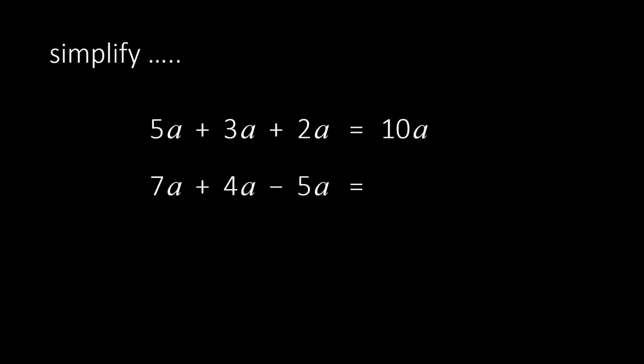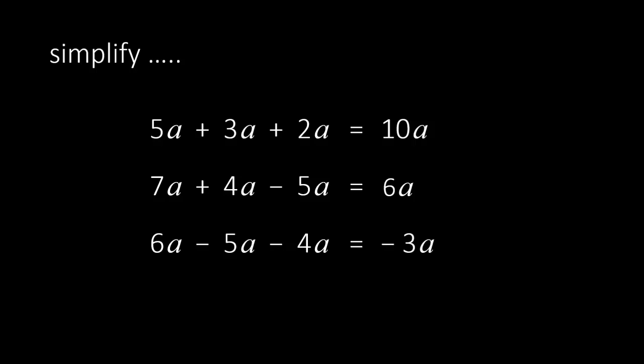Well, what about this one? 7a plus 4a, that's 11a. Take away 5a's, well, that's a total of 6a. And it hasn't always got to be positive numbers. We could have some negatives like this. We've got 6a, take away 5a. Well, that's 1a or a. And then we've got to take away another 4a. Well, that's going to give us minus 3a.